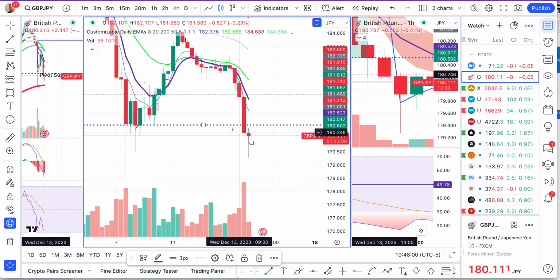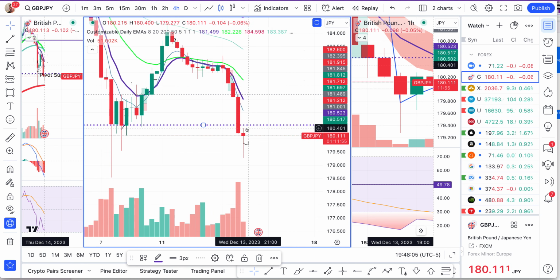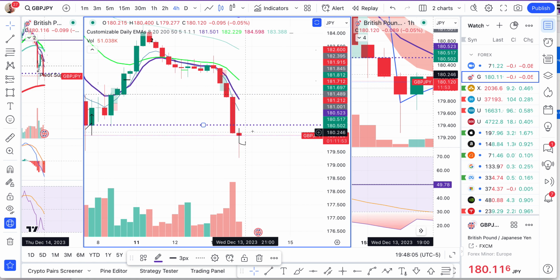And what happens when price comes back here? Most people would look at this and say, well, that was a strong level of support. So if price breaks under there, go short, right? And that's showing weakness.